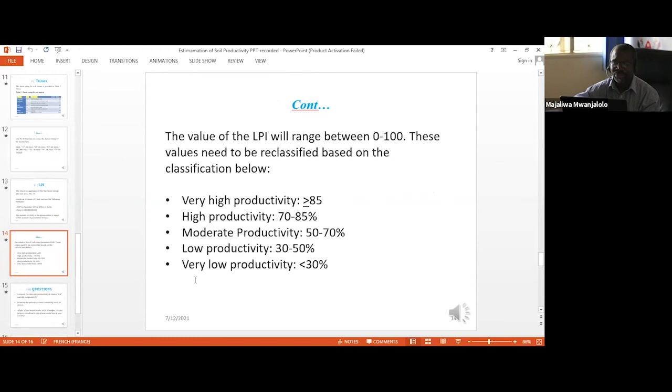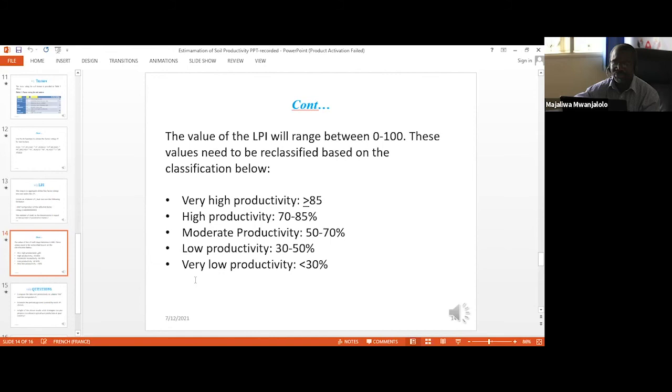Okay. So once that one is done, then you can do the same way we did, using the same formula with these values, the range we have provided, to get the last class for your classification. So we say very low, less than 30, low between 30 and 50, moderate between 50 and 70, high between 70 and 85, and very high above 85.